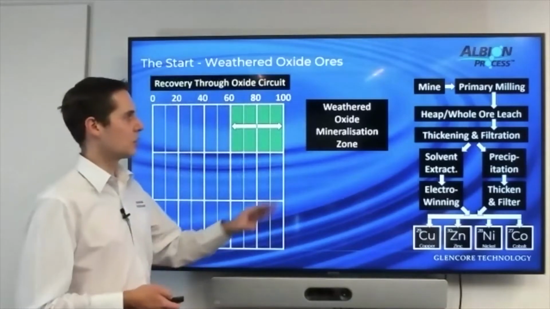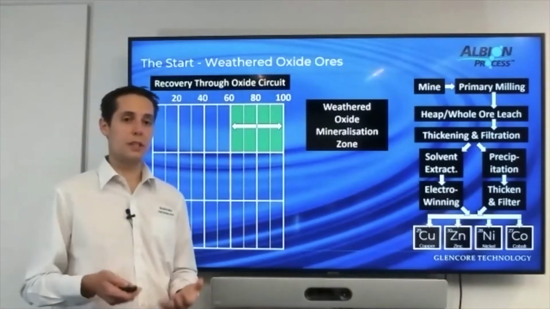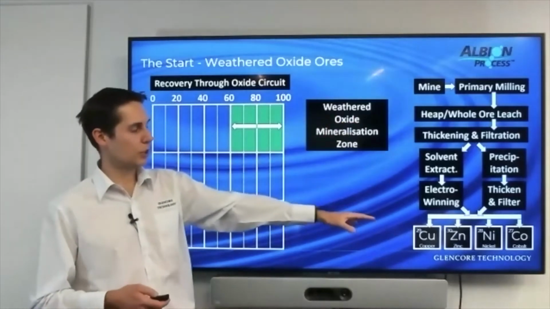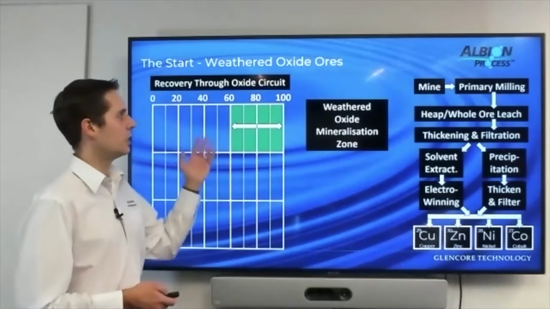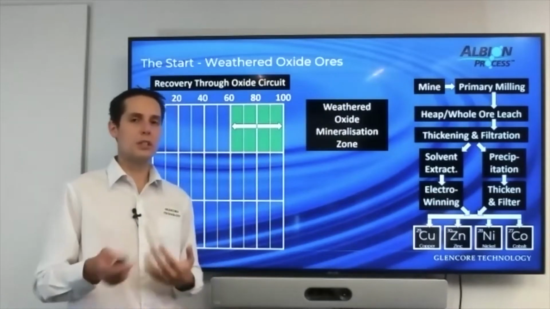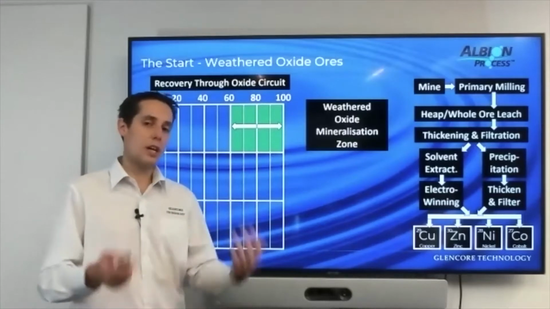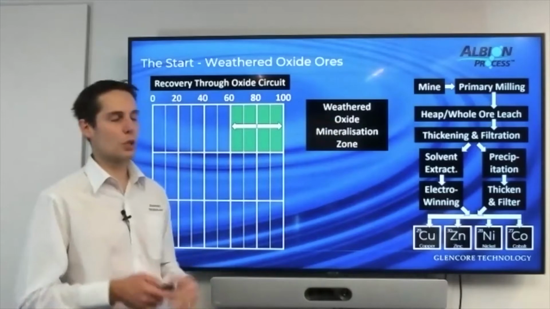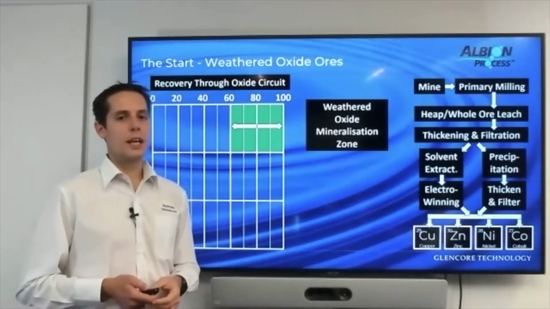So when you look at normally what is the recovery that you're able to achieve through your oxide circuit as you put your metals and your ore through this flow sheet, in most operations you can typically achieve very high recoveries, all dependent on the amount of size reduction that you do for your ore before putting it in your heaps or whole ore leach circuits.